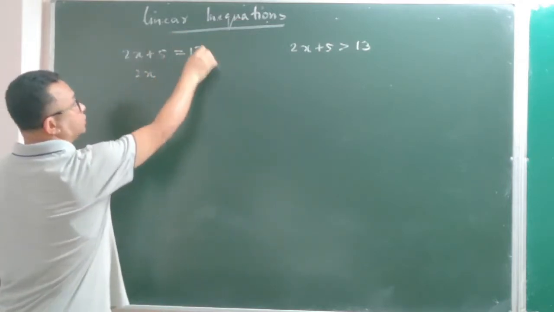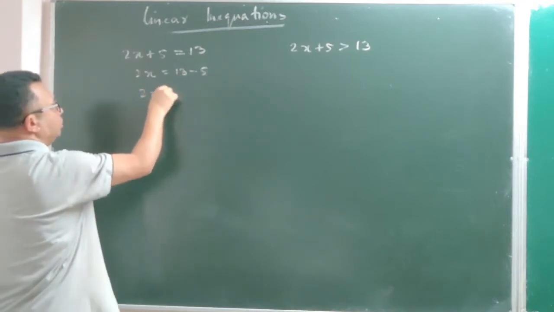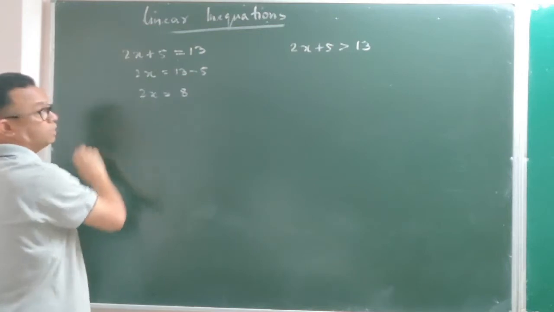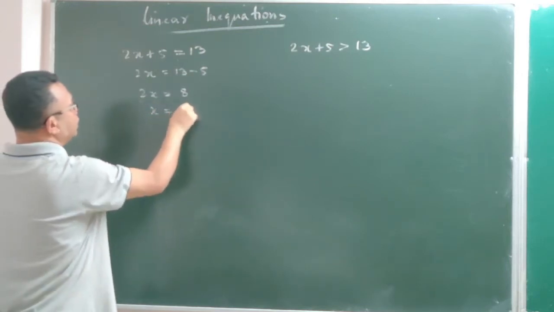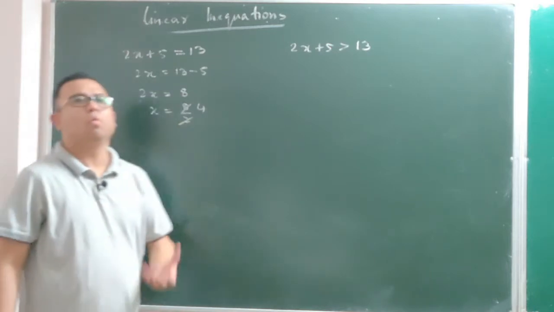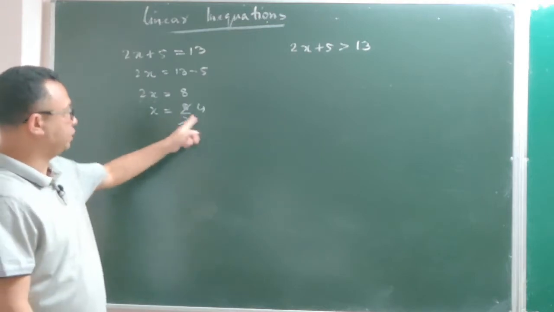2x, you will transfer this 5 to the other side, so 13 minus 5. So 2x will be equal to 13 minus 5, which is 8. Then since 2 is attached with x, x will be 4. So the value of x is 4. Now if I ask what is x, I'll say x is equal to 4. So only one value of x is there, and that is 4.